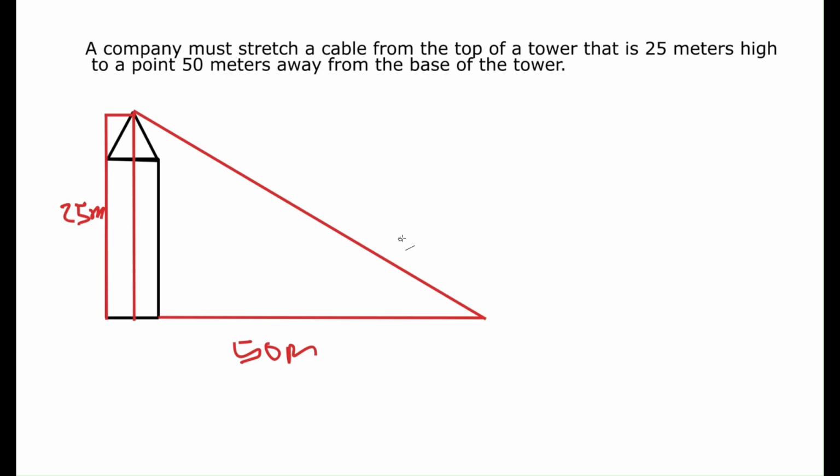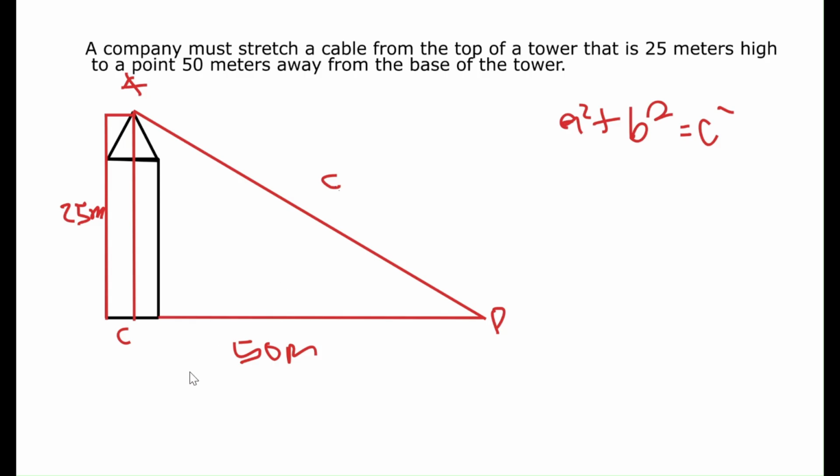So now we have a right triangle. Since the height is 25 and we have a base of 50, we are looking for the hypotenuse. So we will simply use SOHCAHTOA. I mean, the Pythagorean theorem, I am sorry, my mistake. So a squared plus b squared is equal to c squared. So let's say this is a, b, and c.